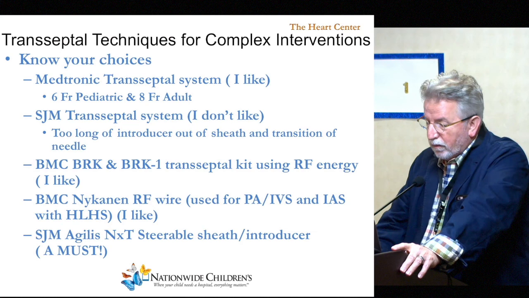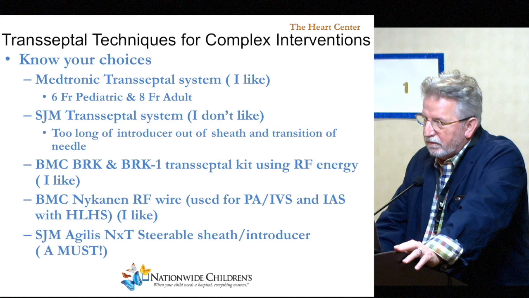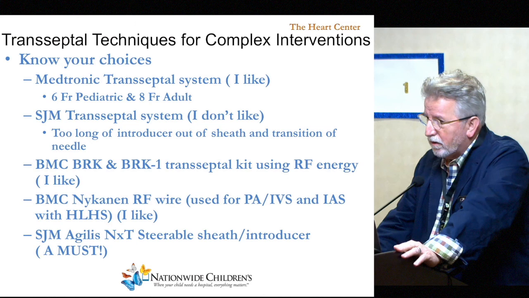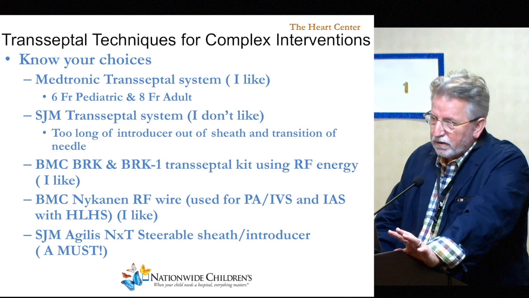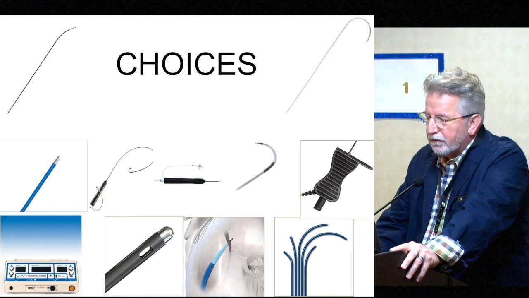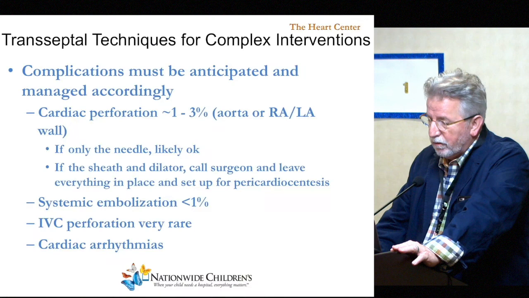And then this is one thing that you really need to keep and be good at, and that is using the Agilis sheath. Our EP guys really know how to do this. They come in three curves. It's a steerable sheath, and you will use this all the time for different procedures that you're going to end up doing interventionally as well. These are the choices. Again, you've got lots of different kinds of catheters from different companies. We have all of them, but be familiar with the one that you want to use.